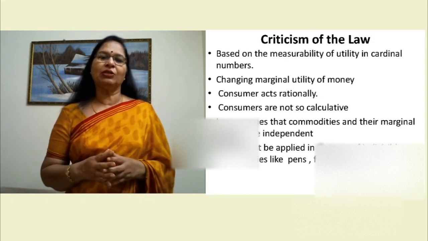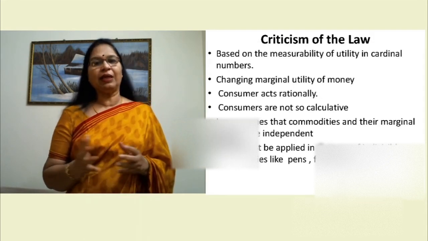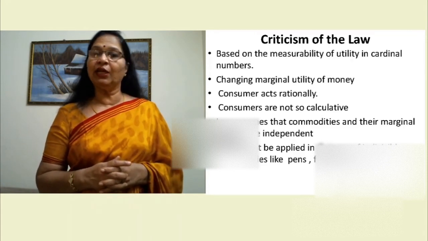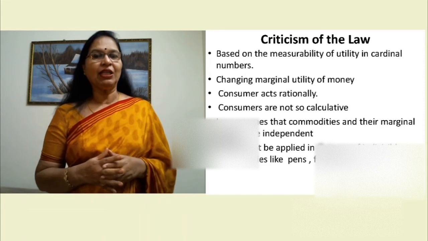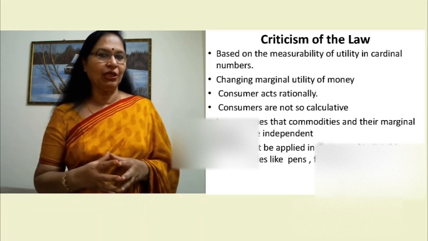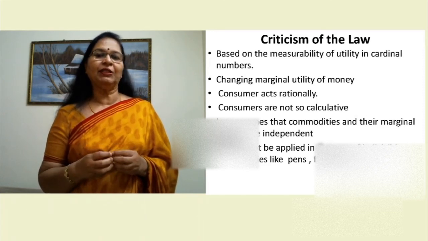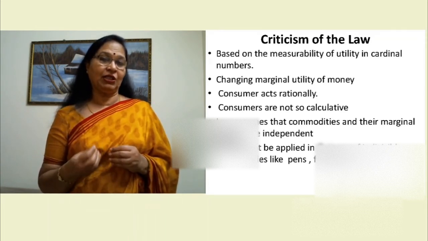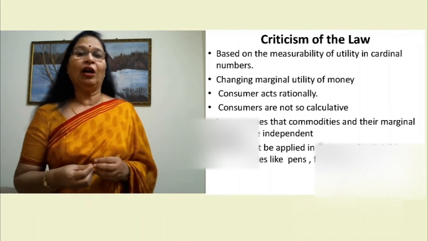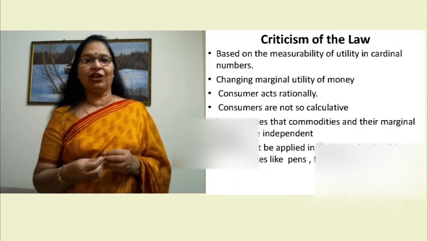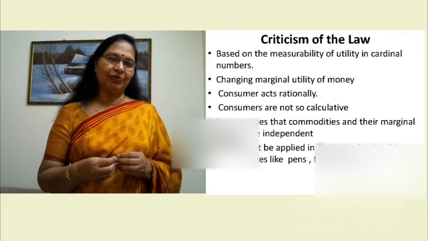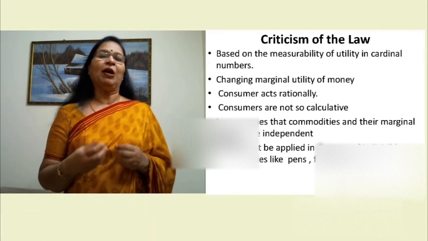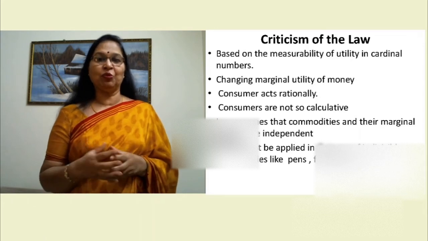Now this law is also bound to be criticized, like all laws that we do. It is based on the measurability of utility in cardinal numbers. The question is, do we actually measure utility in such exact numbers? And does the marginal utility of money remain constant like what we said, or do consumers always act rationally? Are we not irrational sometimes when we go to a sale or an exhibition where we buy things without much of this mental calculation we are supposed to do?